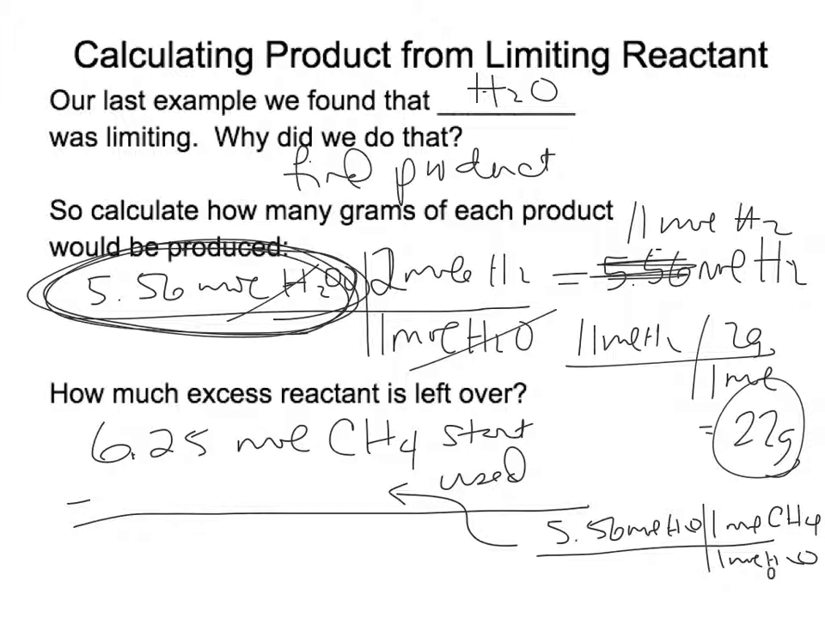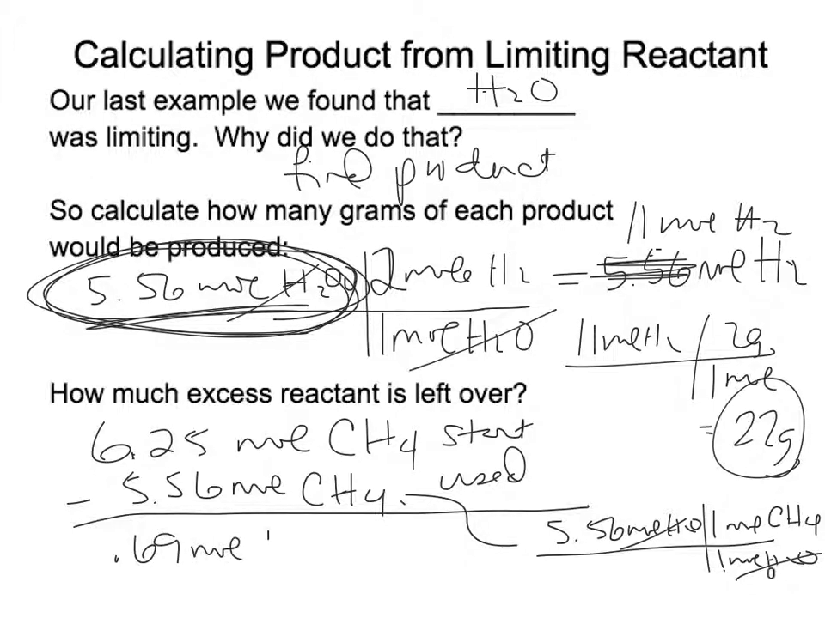So it only goes to show that we are going to use, why do I keep writing the wrong thing here? That many moles of CH4. Okay, so every 5.56 moles of water that were used to find the product, we're going to look at the balanced equation and realize that for every mole of water was used, a mole of CH4 was also used. So we're going to subtract those and we will get 0.69 moles of CH4.